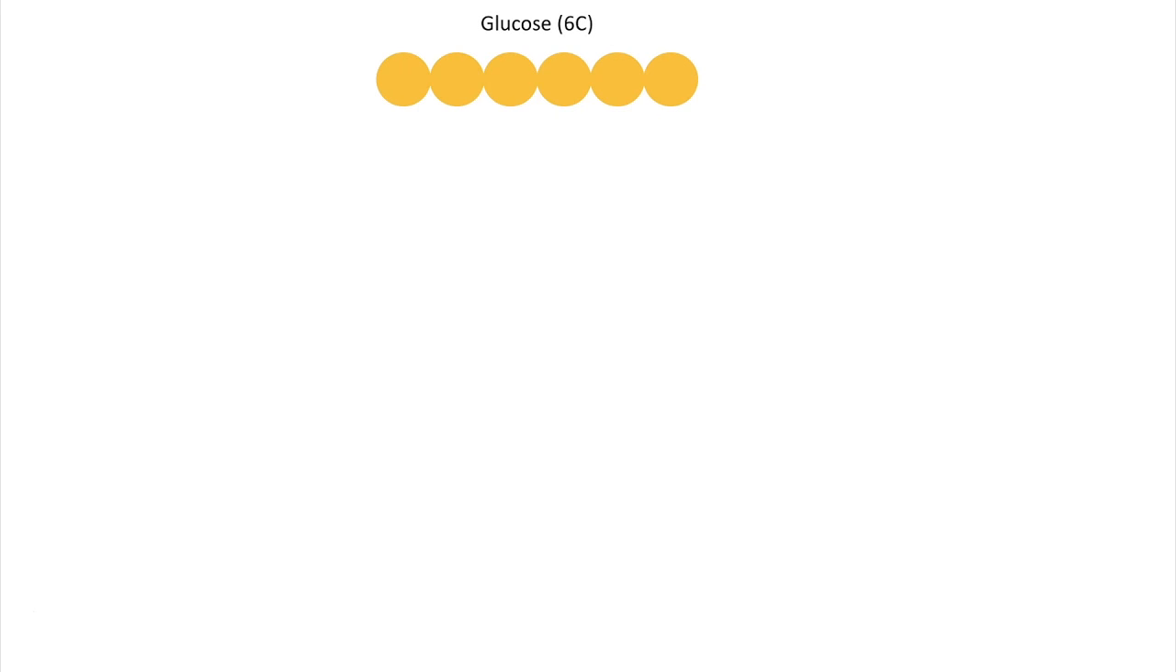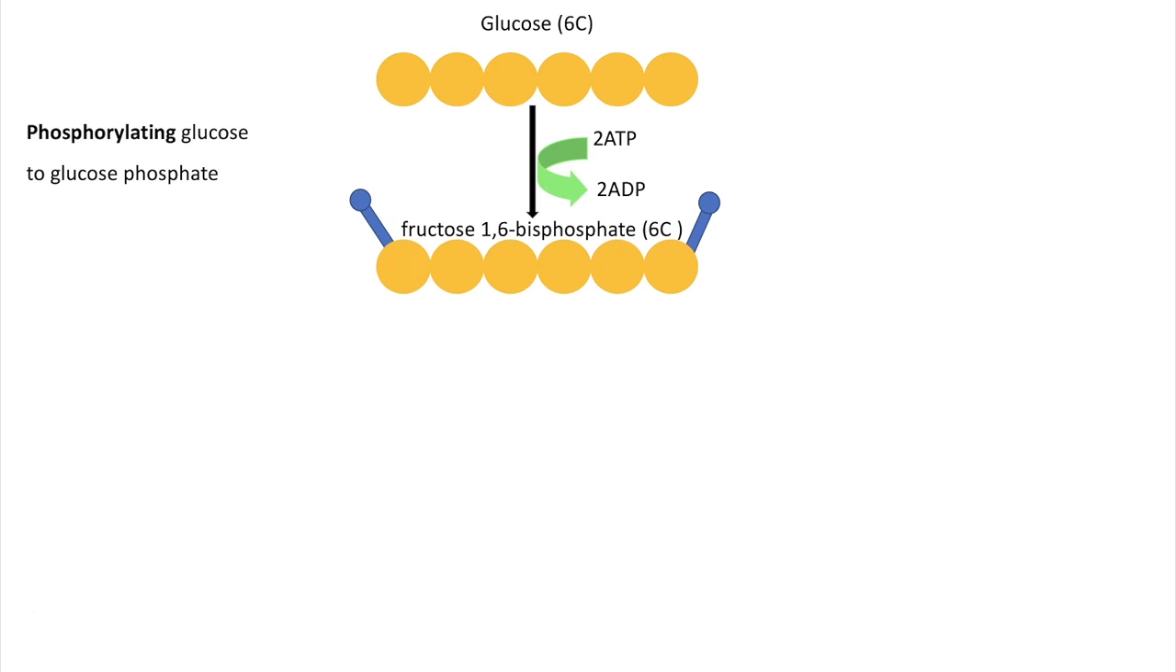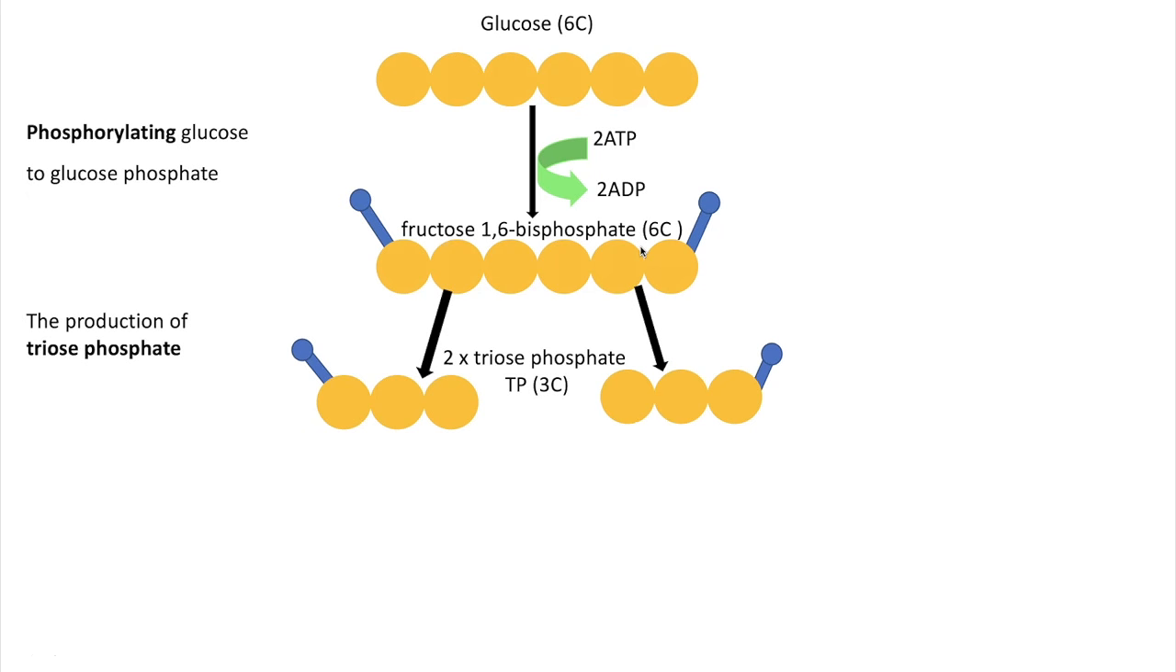So we start off with glucose, the 6-carbon compound. We then have that substrate level phosphorylation stage where we said we're going to be using 2 ATP molecules to add on 2 phosphate groups. So we phosphorylated it to form fructose 1,6-bisphosphate. That is now very reactive and unstable, so it splits straight away into 2 molecules of triose phosphate.